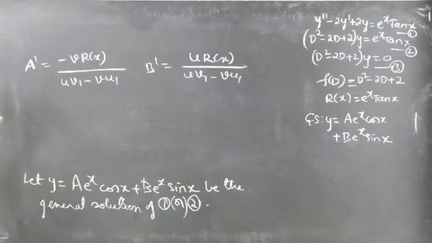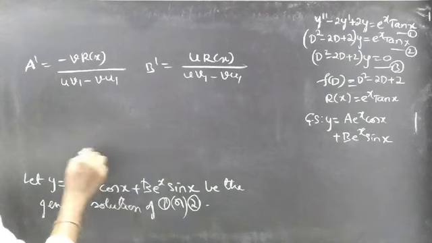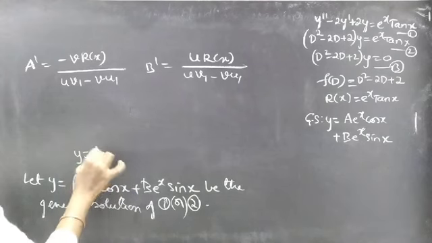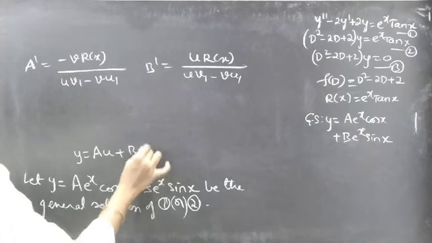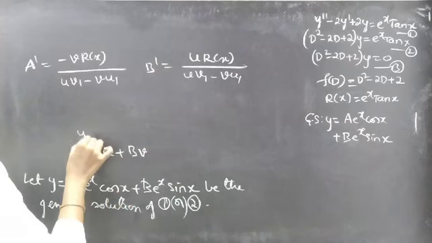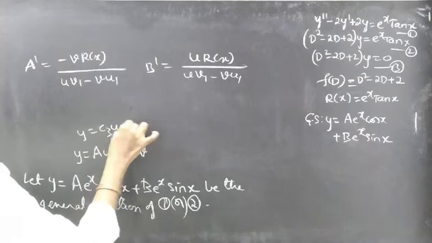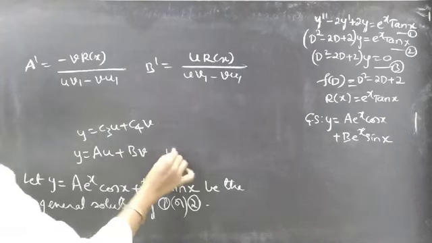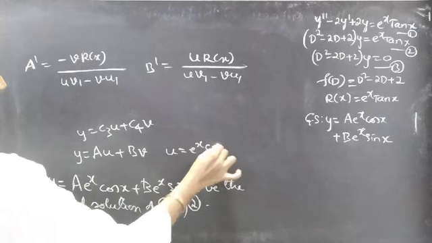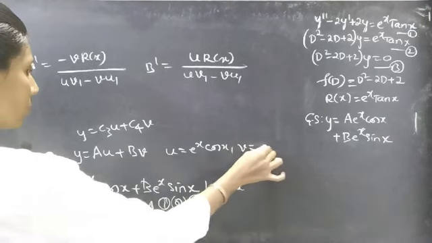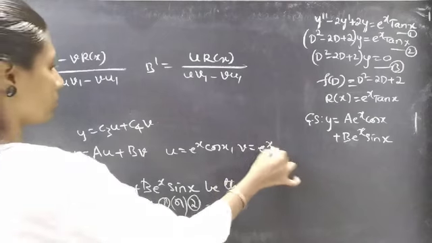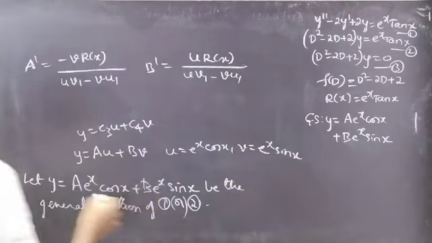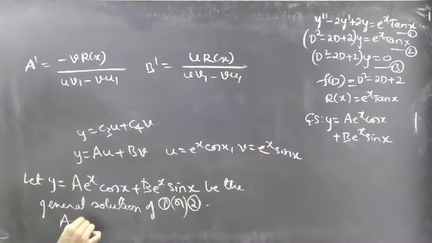Okay, so before heading to the formula, we'll just see what is u and what is v. Just compare this equation with y equal to au plus bv, or the solution of the homogeneous equation, y equal to c3u plus c4v. Then we'll get u equal to e power x cos x and v equal to e power x sin x, right? And here a and b are functions of x.